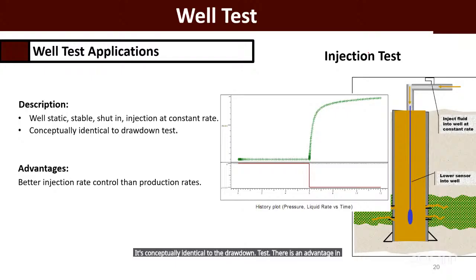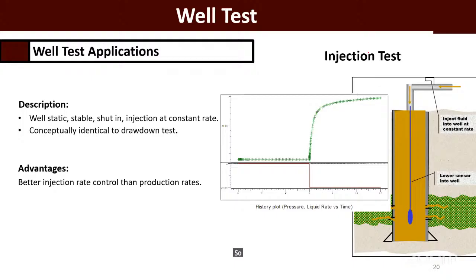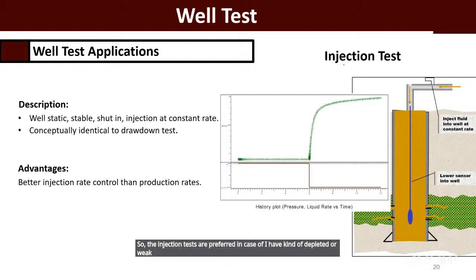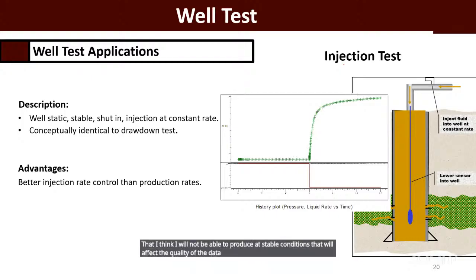There is an advantage in this test. If I have a well that I think is very weak and I cannot produce it at a constant flow rate, I can inject, because I can control the injection rates better than the production rates. So injection tests are preferred for depleted, weak, or tight reservoirs where I think I will not be able to produce at stable conditions. That would affect the quality of the data that I'm going to analyze.